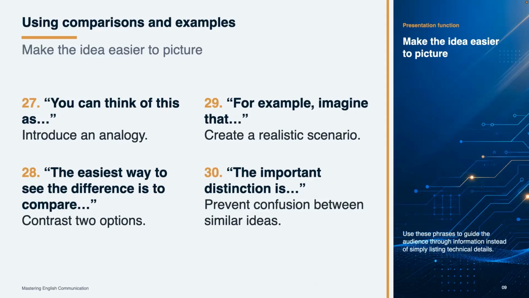Here's an example. You can think of this as a traffic control system that directs each request to the least busy server. The easiest way to see the difference is to compare the current response time with the redesigned system. The important distinction is that encryption protects the data, while authentication verifies the user.